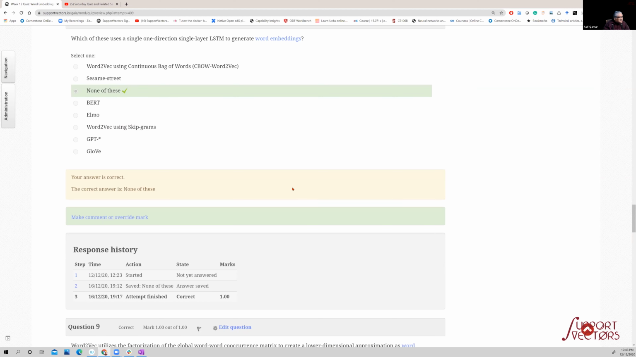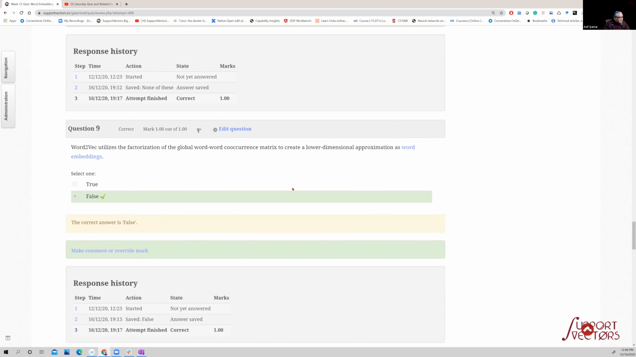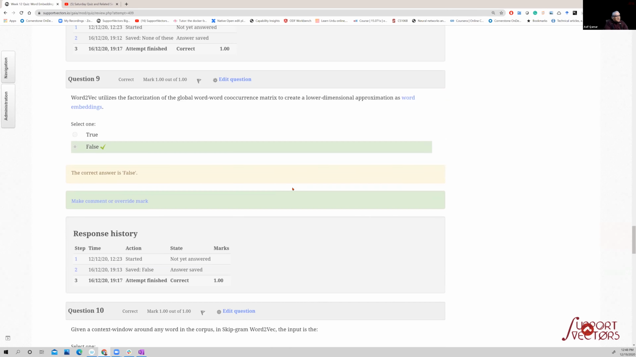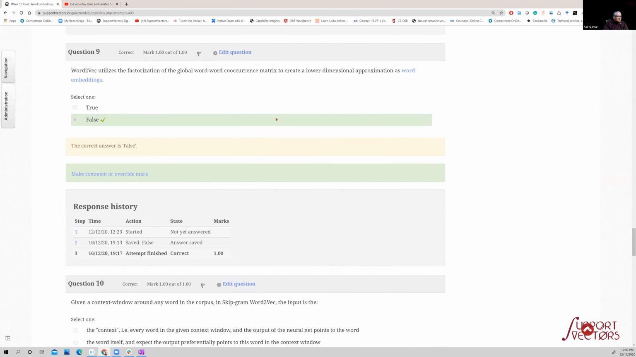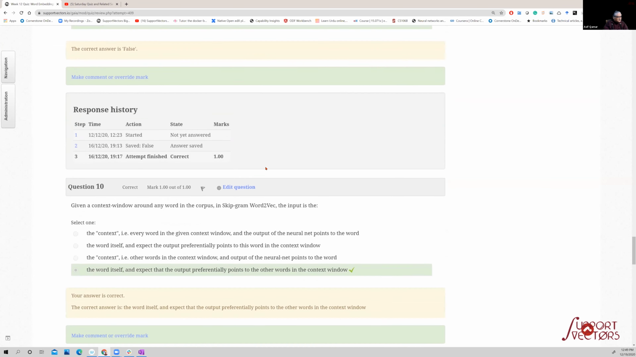So we did this. Word2Vec utilizes the factorization of the global word-word co-occurrence matrix to create a lower dimensional approximation as word embeddings. It is false. In fact, Word2Vec explicitly uses just a local approach. Remember a context window. It does not use any global information at all. So the moment you see the word global, you should have run away from it. And of course, there is no matrix factorization happening here.